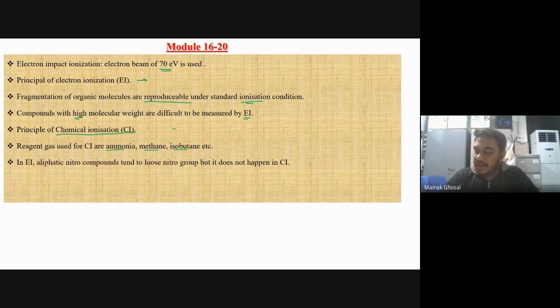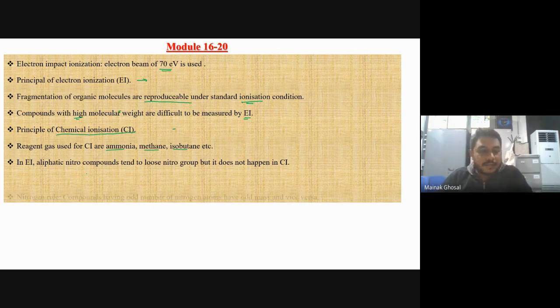Now in EI, it is also seen that aliphatic nitro groups tend to lose the nitro group, but this does not happen with CI. So this completely depends upon the use of the reagent gas versus the use of high energy electrons.